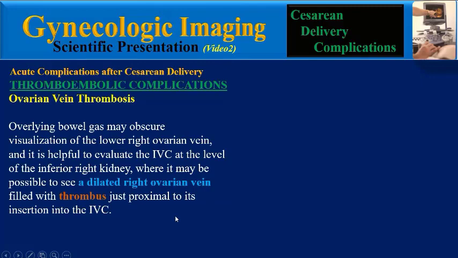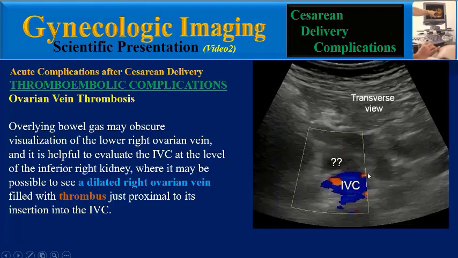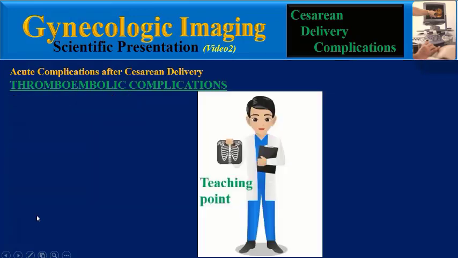Overlying bowel gas may obscure visualization of the lower right ovarian vein, and it's helpful to evaluate the IVC at the level of the inferior right kidney, where it may be possible to see a dilated right ovarian vein filled with thrombus just proximal to its insertion into the IVC. Now, please pay attention to this teaching point.